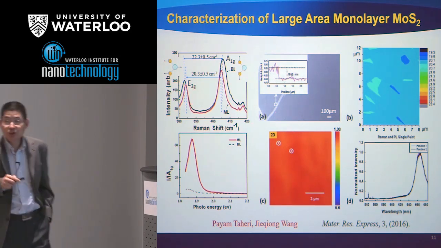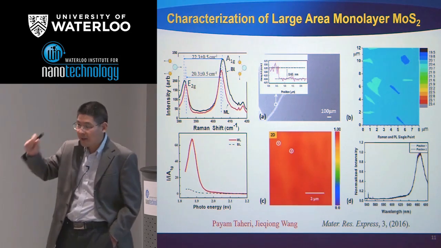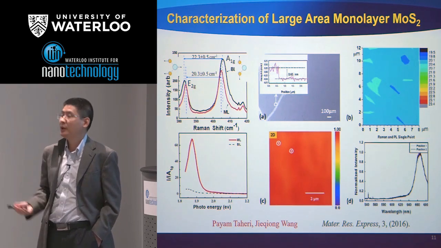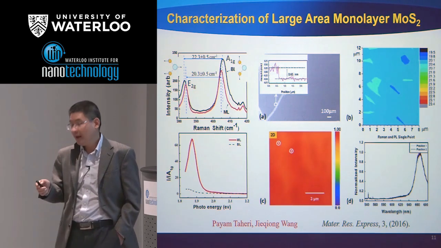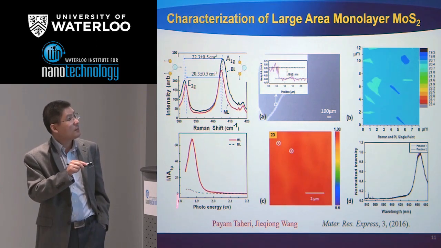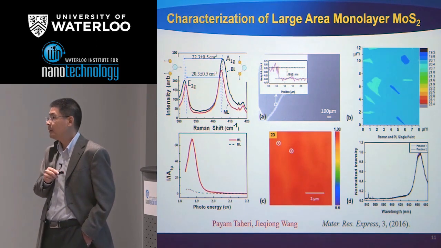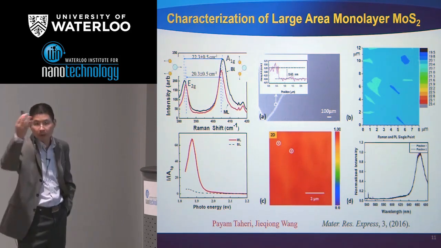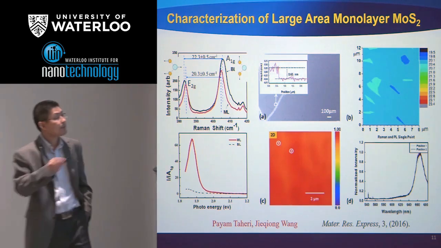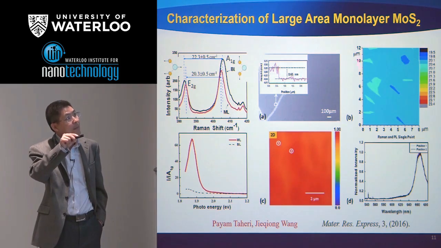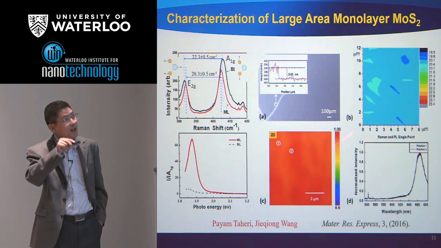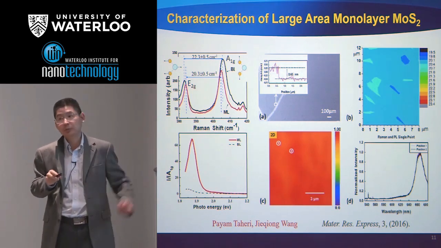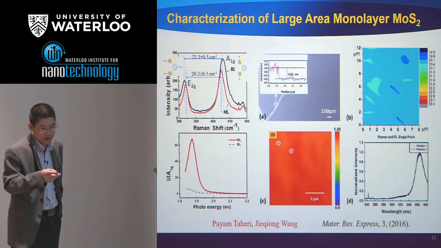The other is, as I mentioned, as the film is thinned down to monolayer, it converts from an indirect gap material into a direct gap material. And so the photoluminescence becomes much enhanced in monolayer. This is different from a conventional material where with more material, you have more photoluminescence, right? So we use this mapping of the Raman modes and the mapping of the photoluminescence intensity in different areas of the film to confirm that this is indeed a monolayer.